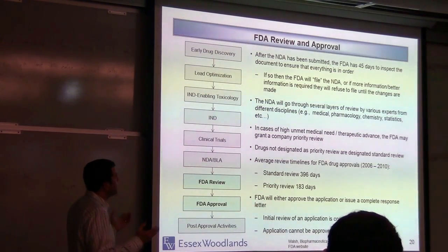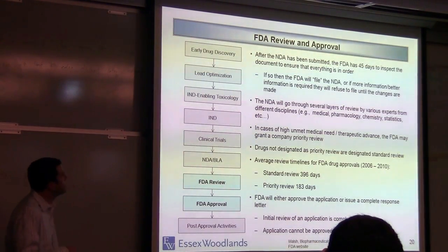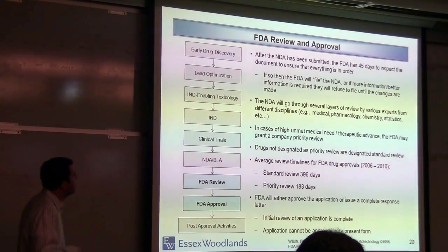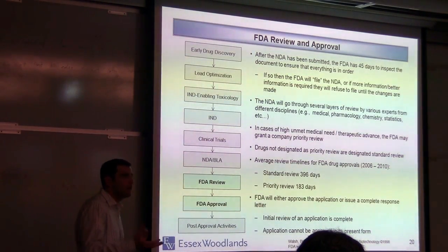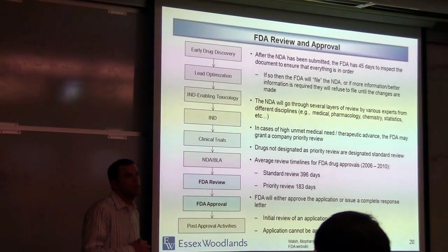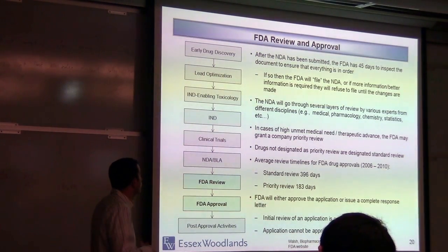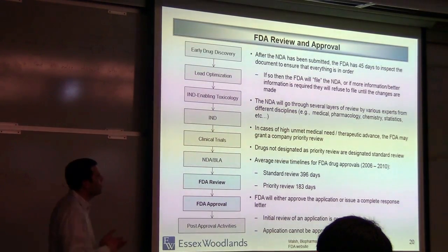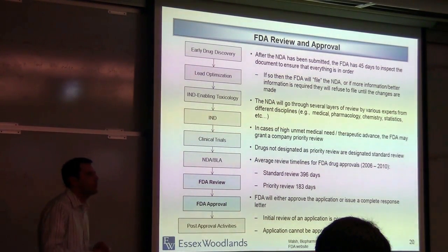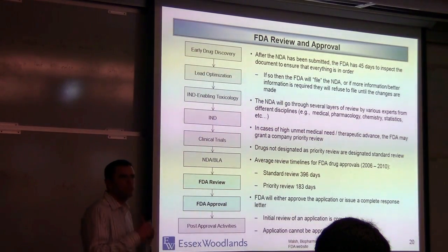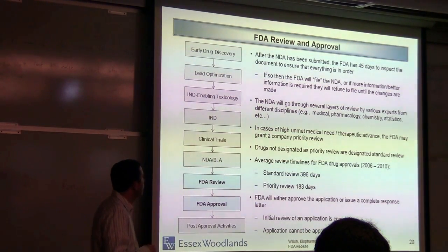So after you've submitted it, the FDA has 45 days to inspect the document to ensure everything is in order. If so, then they will file the NDA, or if not, they may request that there's more information or better information is required, and they will refuse to file until those changes are made. So there's a 45-day process where they review it, and then if it's good to file, then it will go through several layers of review by various experts. And so it's medical, pharmacology, chemistry, statistics. It's a very comprehensive review.